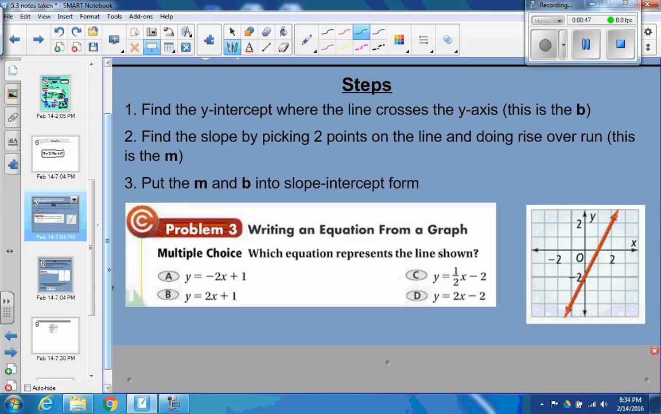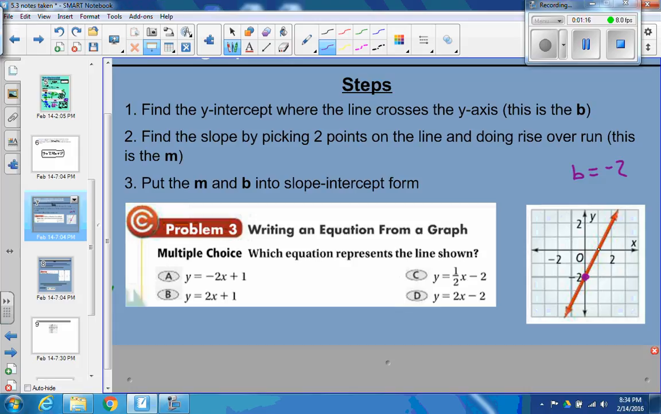Find the y-intercept where the line crosses the y-axis. So if you look at the graph, the line crosses the y-axis, that's the vertical axis right here. That's considered your starting point or your y-intercept. That's the b value. So we now know that b, the y-intercept, is -2 because it crosses at -2. Now find the slope by picking 2 points on the line and doing rise over run. So this is the m.